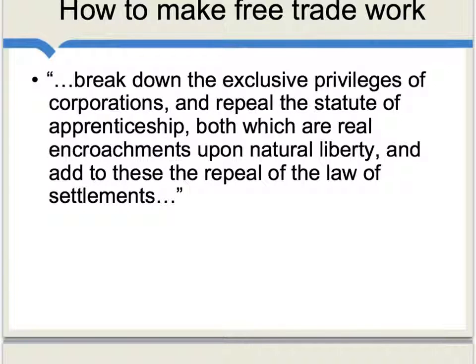Smith also has a very eloquent argument that free trade works best when labor is mobile and the mobility of labor is not restricted by government laws. This was very important to Smith, and he argued that to get free trade to work better, we should, quote, "break down the exclusive privileges of corporations and repeal the statute of apprenticeship, both which are real encroachments upon natural liberty, and add to these the repeal of the law of settlements." These are themes which Smith has already written about in Wealth of Nations, but here he's repeating them as part of his case of how to make free trade work better.